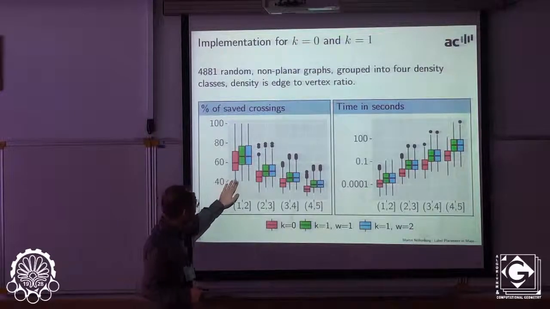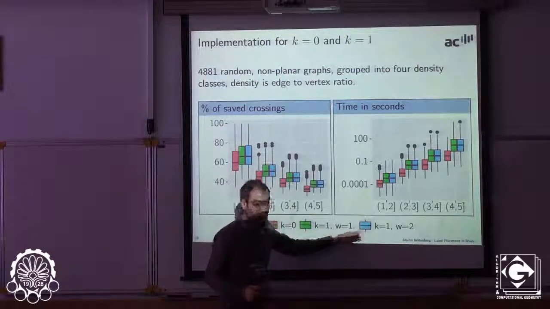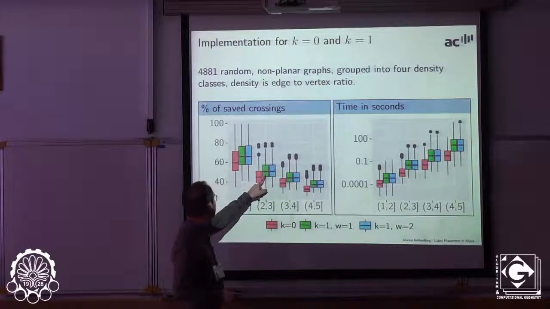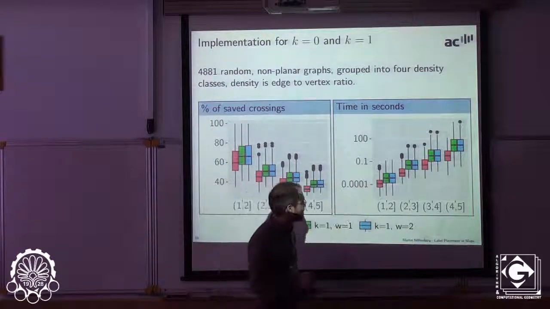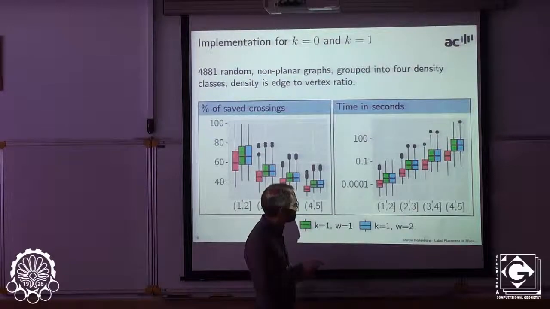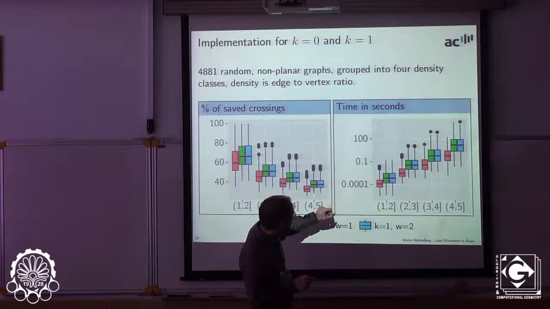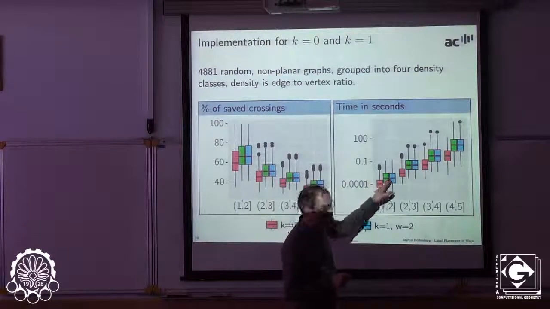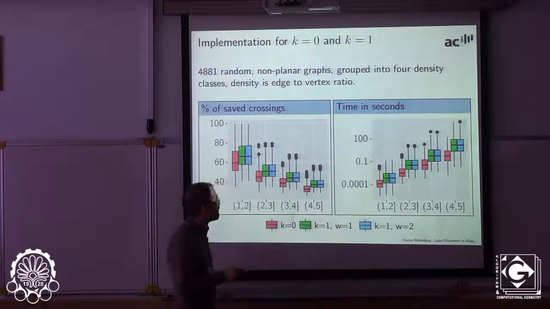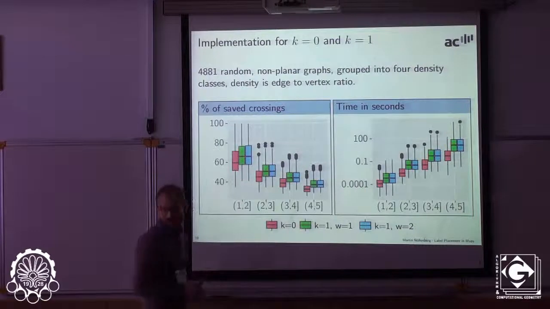In terms of saved crossings, that doesn't make a big difference, but you gain like 5 to 10% if you do that. And in terms of running time, of course, the independent set algorithm by Valiente is faster, so the red box is maybe a factor of 10 to 100 faster than the other algorithms, but you can still run the others in reasonable time if your instances are not too large.